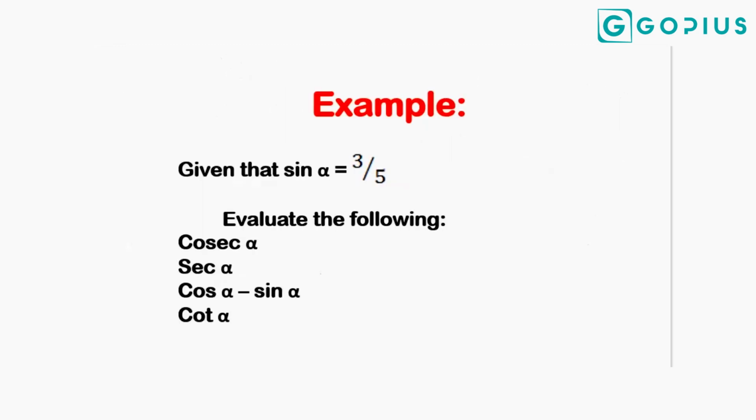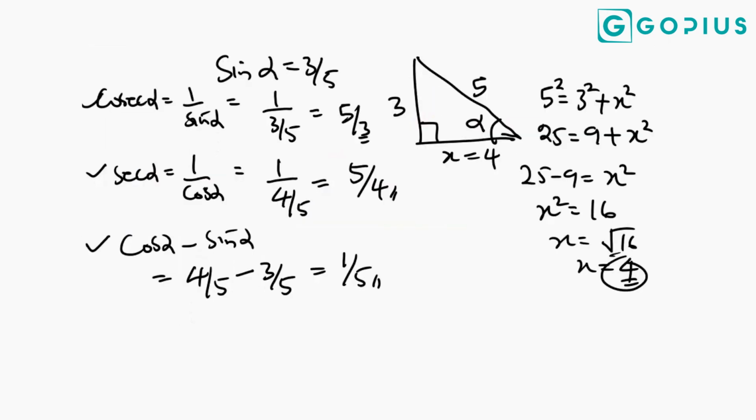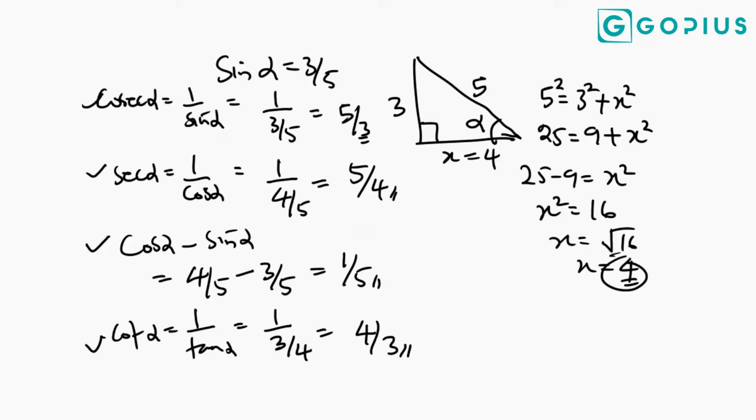And finally, we were asked to evaluate cot alpha. Cot is the inverse of tan. So cot alpha means 1 over tan alpha. Tan is the ratio of the opposite side to the adjacent side, and our opposite side here is 3 over the adjacent side 4. The inverse of 3 over 4 gives us 4 divided by 3. That's the value for cot alpha.